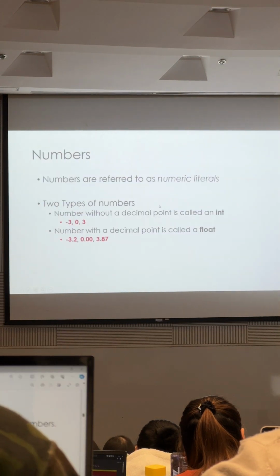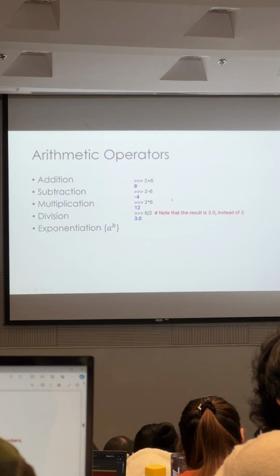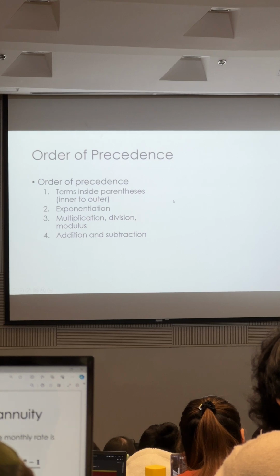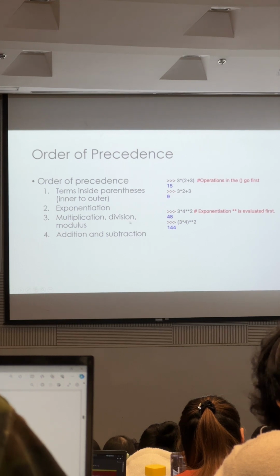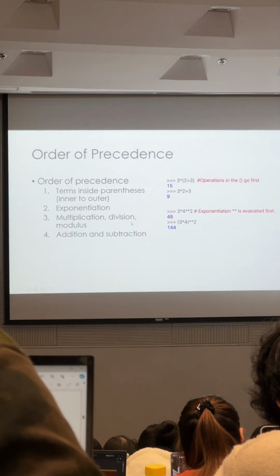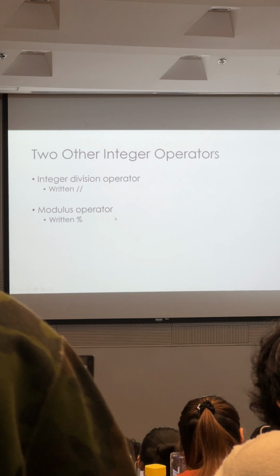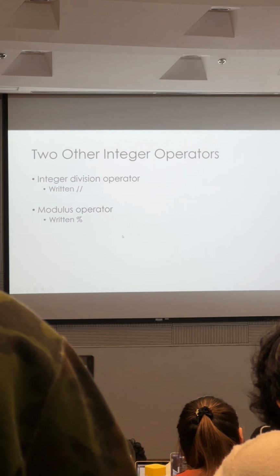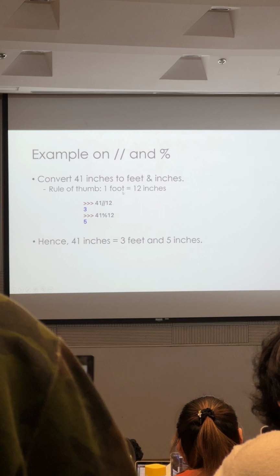So we can have a quick review of what we have already discussed. We have already introduced the numbers and some arithmetic operators, right? And we have also discussed the order of precedence. First of all, terms inside parentheses, the second one is exponentiation, third, multiplication, division, and modulus. And the last one is addition and subtraction. Okay. And we have also introduced the 2 other operators, the integer division and modulus.